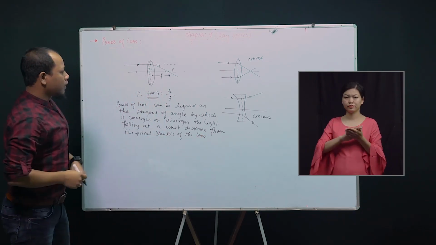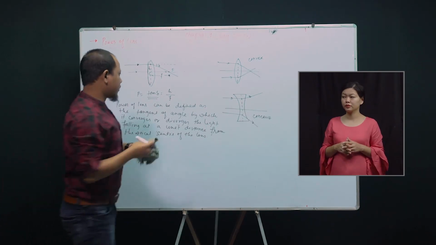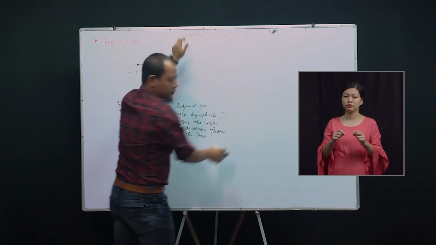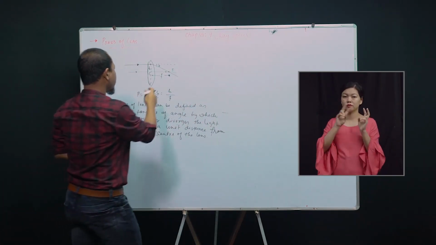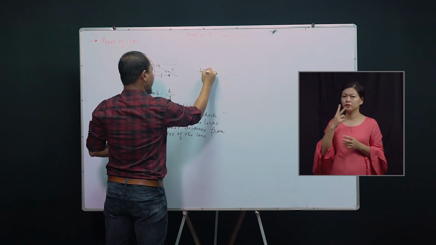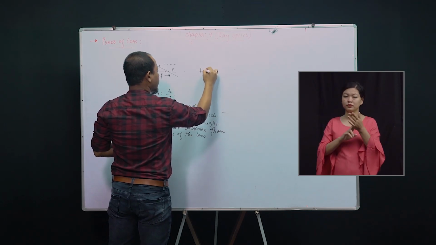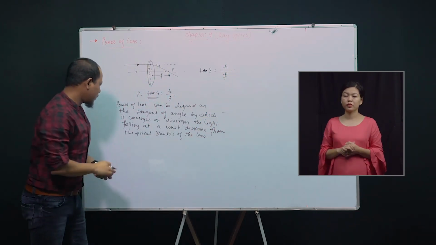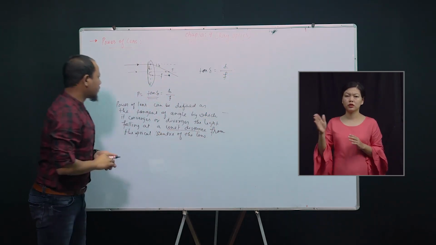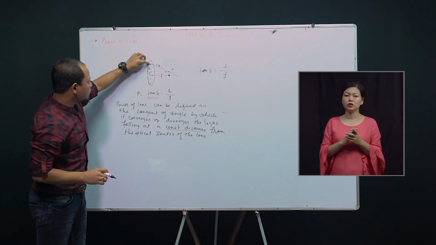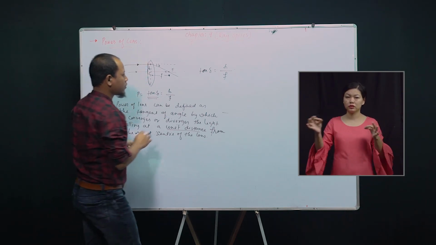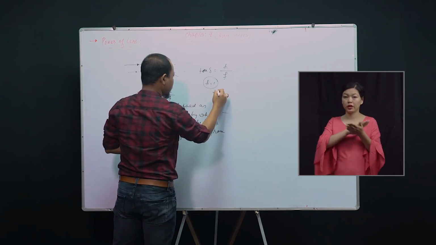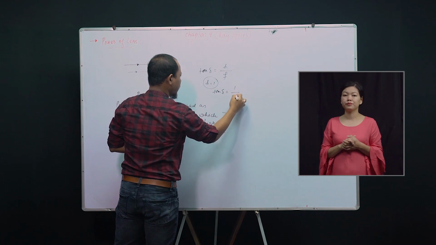Now I'll give you the deduction or formula for the power of lenses. Look here. From the diagram, tan delta equals h by f. As I mentioned, it is falling at the unit distance, so the distance between this particular point and the point C, that is h, is nothing but 1, because this is unit. So I can write tan delta equal to 1 by f.